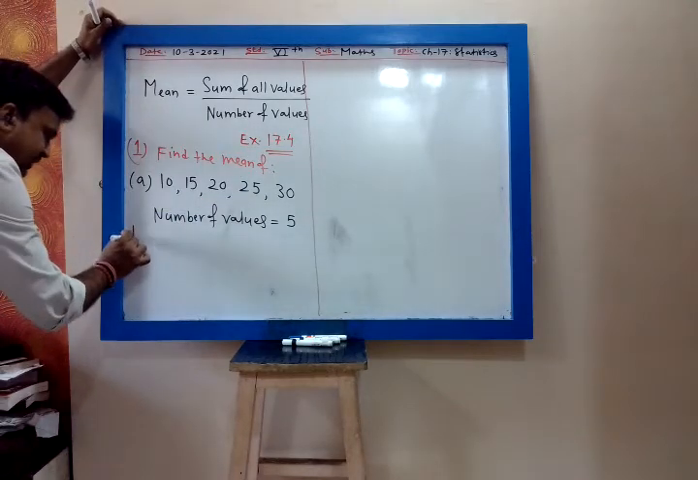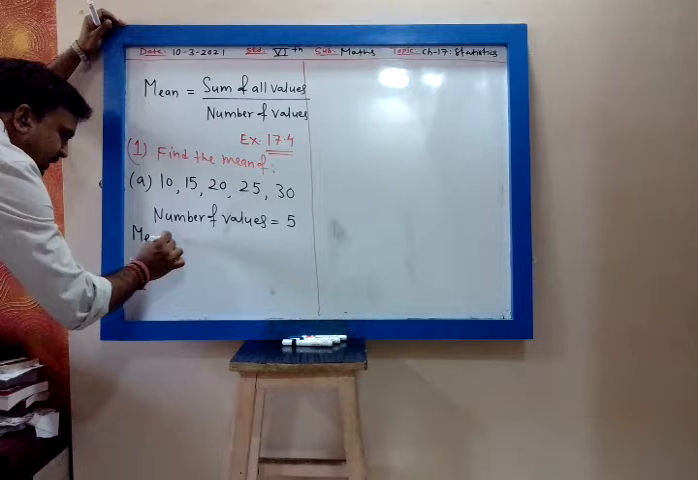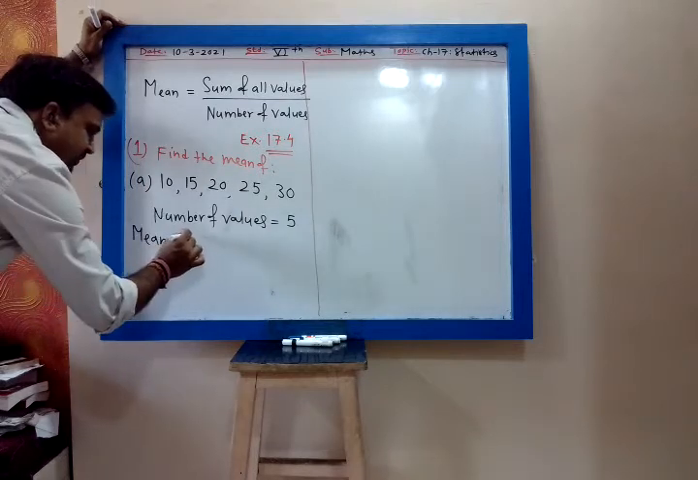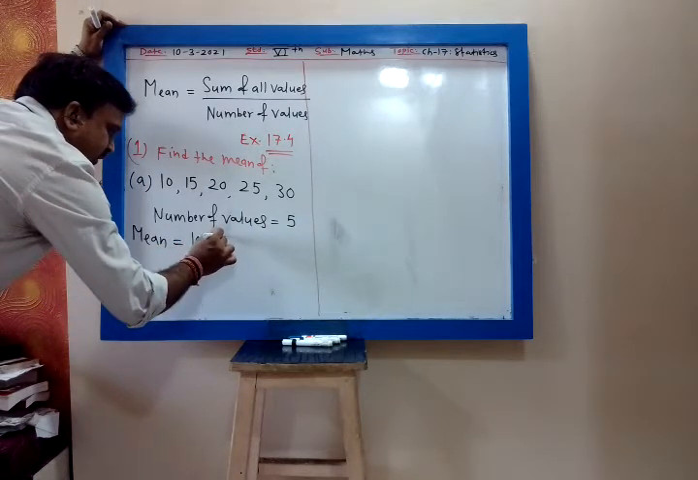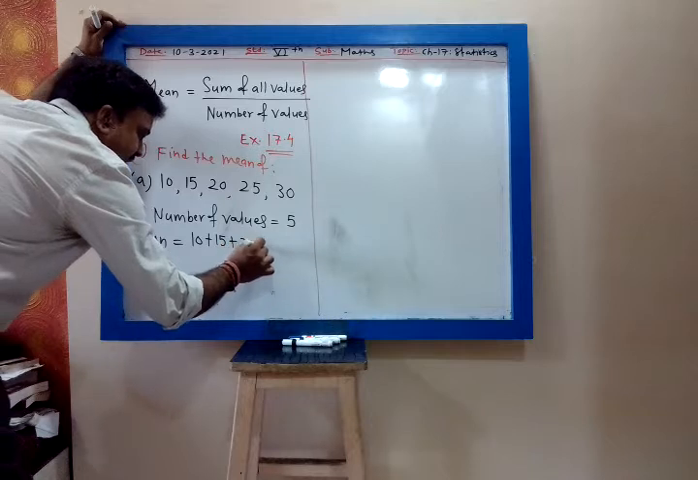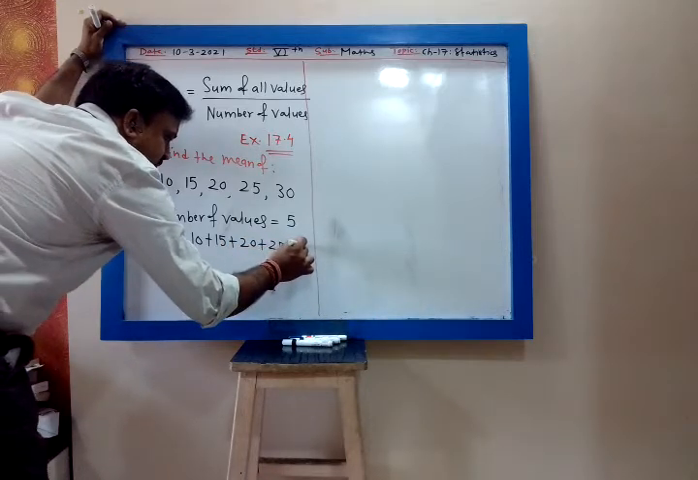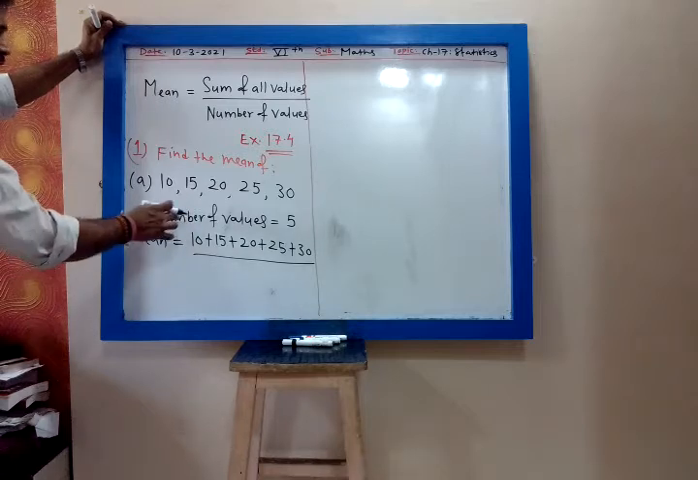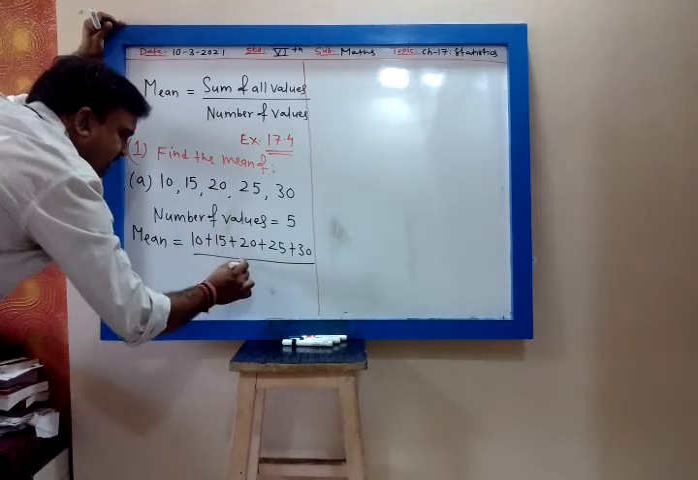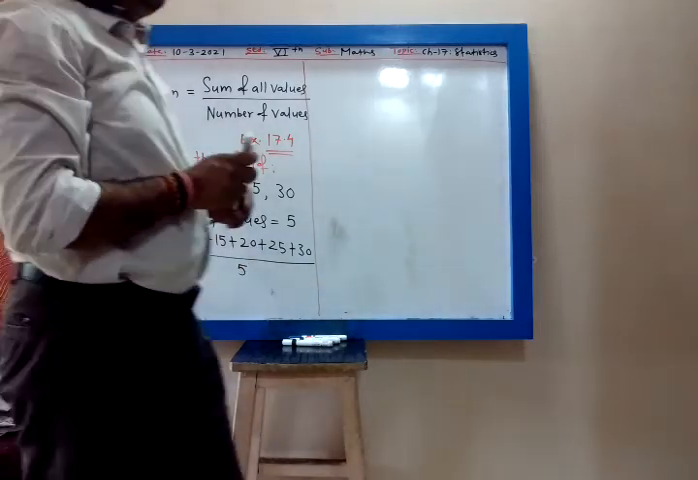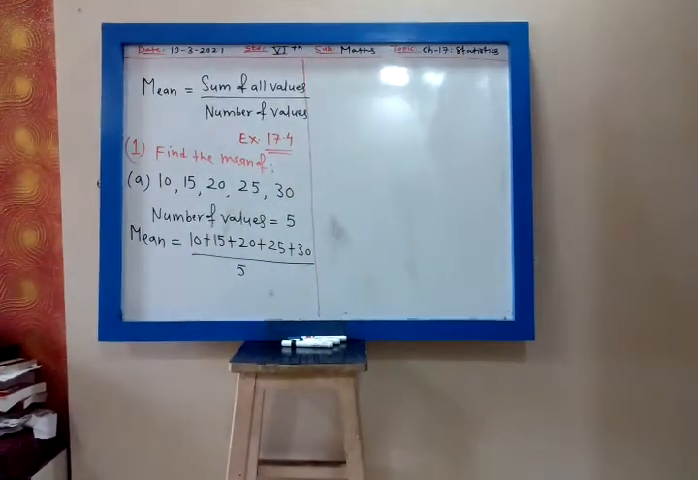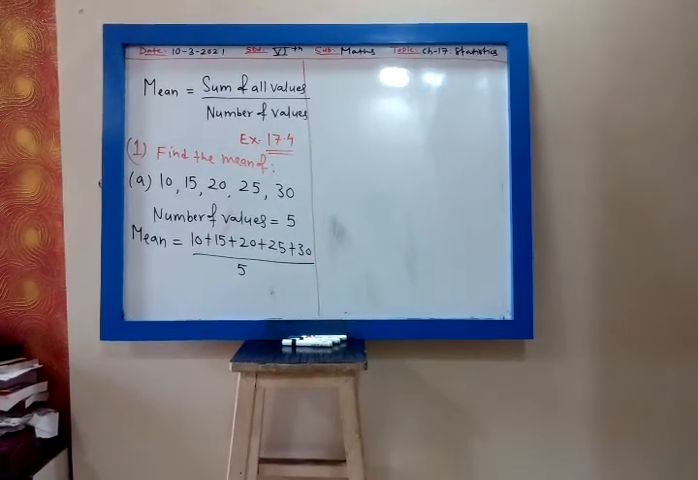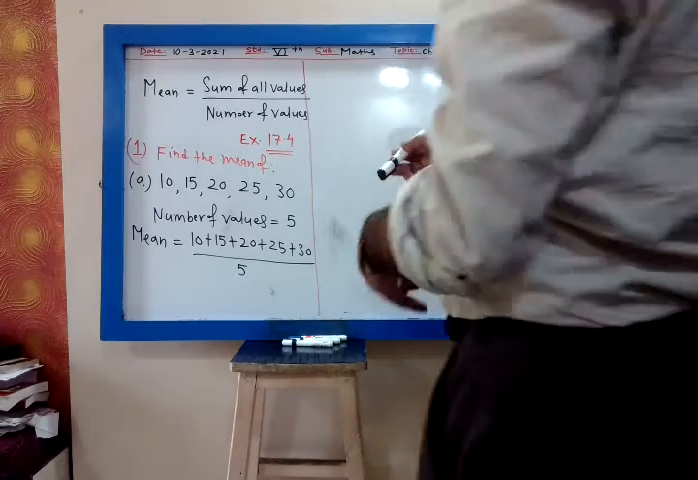Then we write: mean will be the sum of all the values given. That will be 10 plus 15 plus 20 plus 25 plus 30. Divide this total by the total number of values given, which is 5. So mean is the sum of all the values given divided by the number of values given.